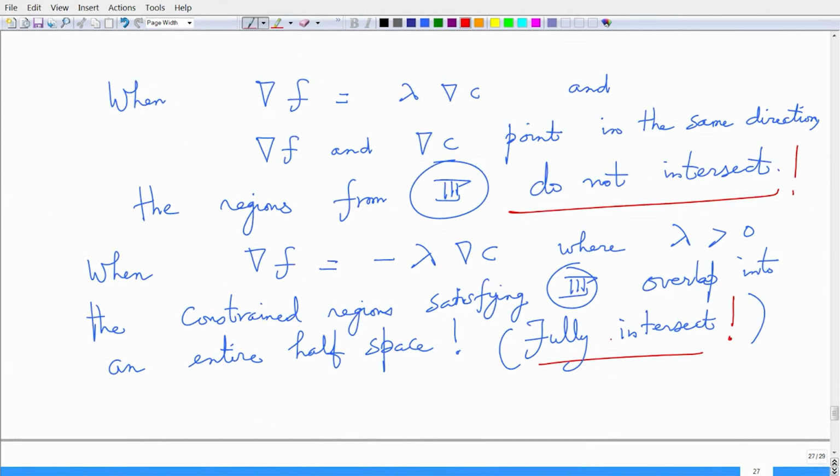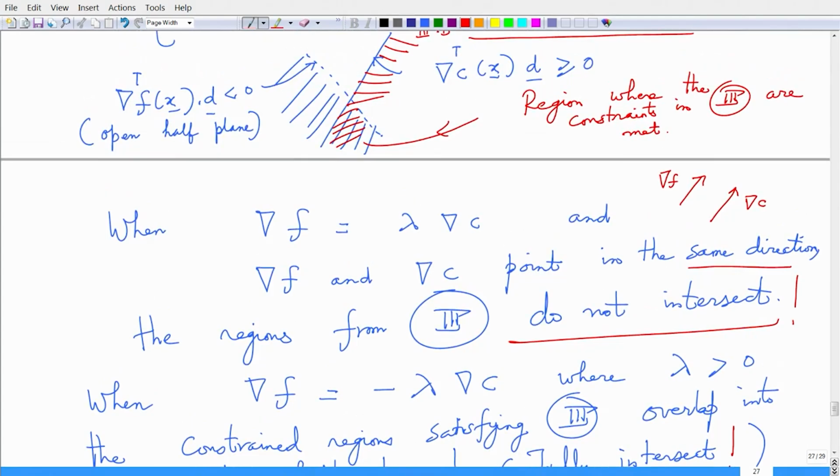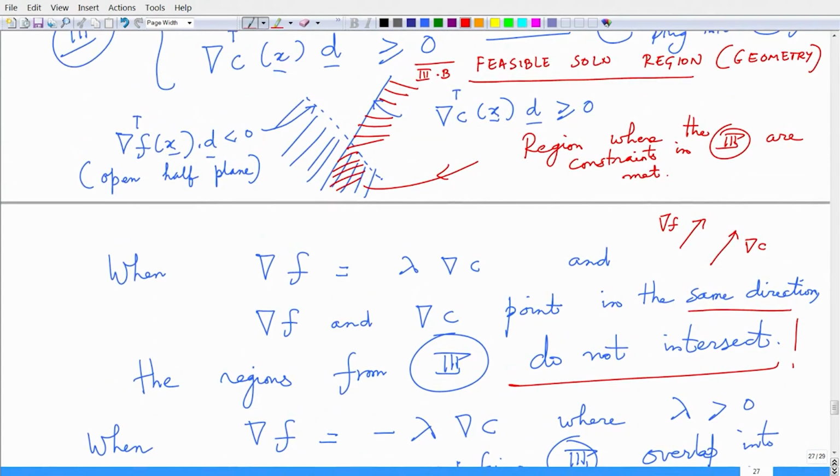Okay. Now, when del f equals lambda del c and del f and del c point in the same direction, this is very important. That means del f is pointing like this, del c, assume this is parallel. So, this is del f, this is del c, and they are pointing in the same direction. So, as long as del f and del c point in the same direction, the regions from 3 do not intersect. So, can you see how this happens?